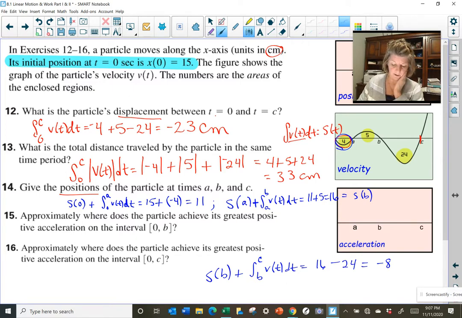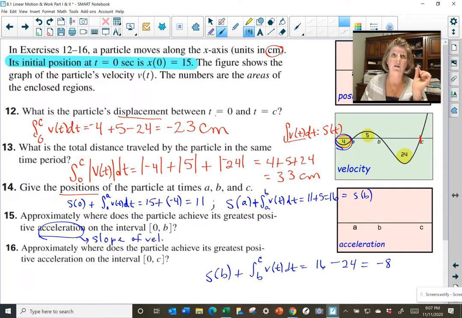Approximately, where does the particle achieve its greatest positive acceleration on the interval? So acceleration is the rate of change of velocity, or it's the slope of velocity, right?